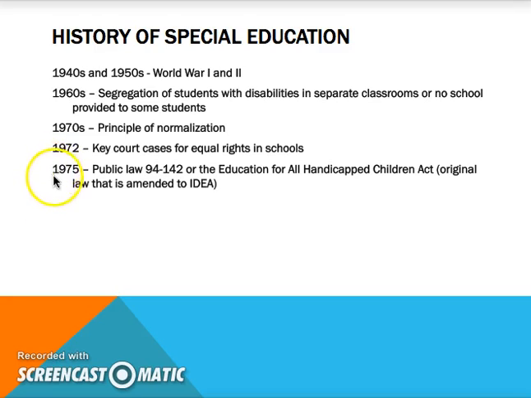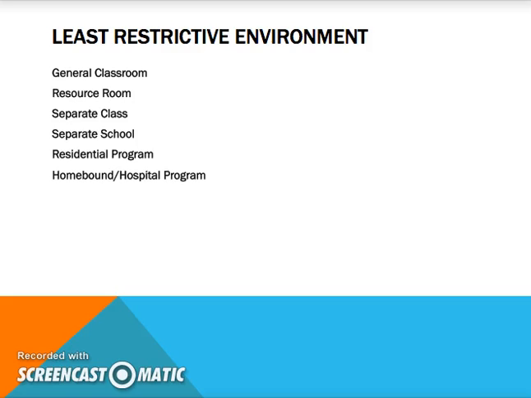Out of those key court cases comes our first seminal law that started these things, started FAPE, and that law was called Public Law 94-142. Some people call it PL 94-142. It was also referred to as the Education for All Handicapped Children Act, and that is the law that has changed over the years to become IDEA, which is the Individuals with Disabilities Education Act. Again, we will talk further about that law and all the amendments that have taken place over the years next week.